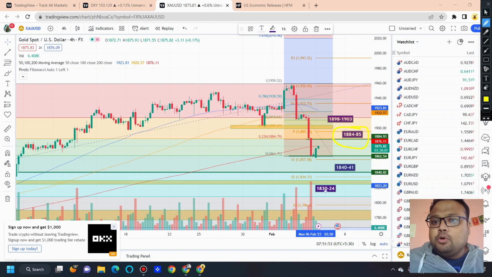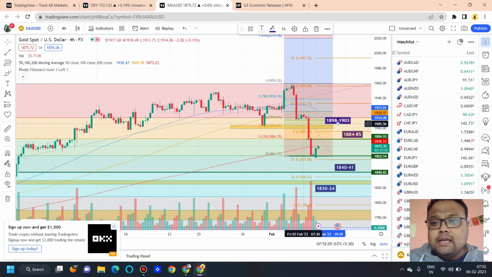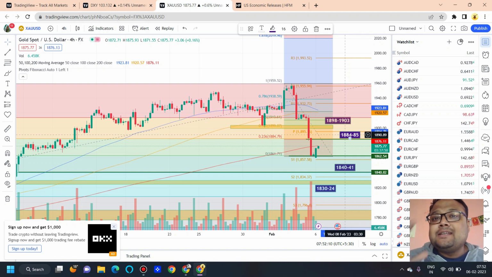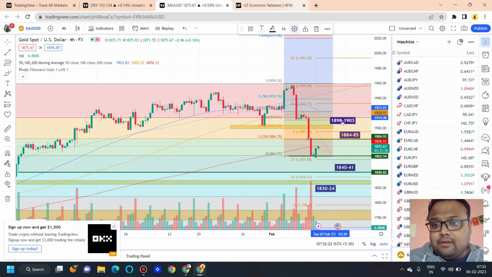In case gold continues the upside like this, then obviously you need to avoid. Then observe gold around 1898 to 1903. This is the second resistance. Keep in mind 1884-85 is not a very strong resistance. It's a very weak resistance that we can only consider for day trading purposes. In case it breaks it, then you should be observing gold around the 1898 to 1903 level. If gold reverses from the 1898 to 1903 level, you can go for a quick sell.